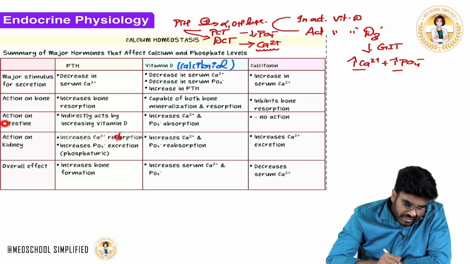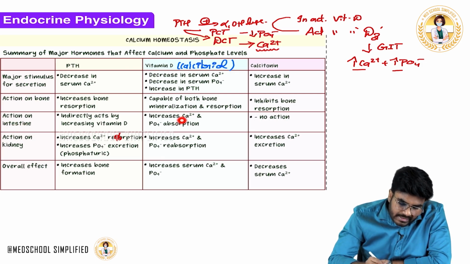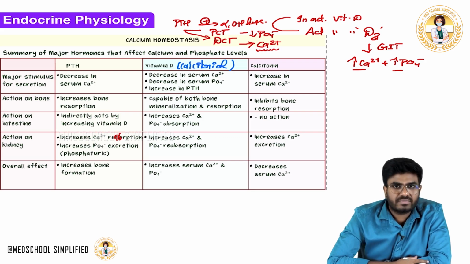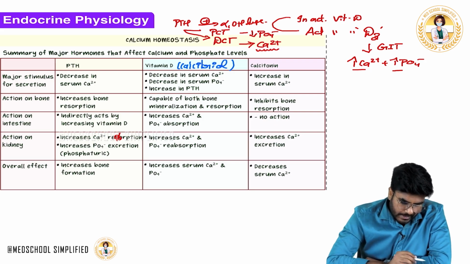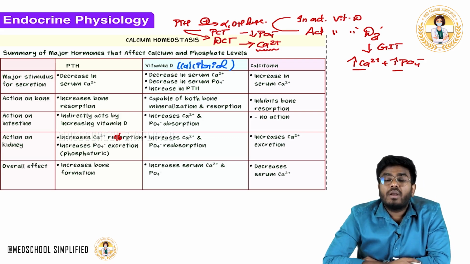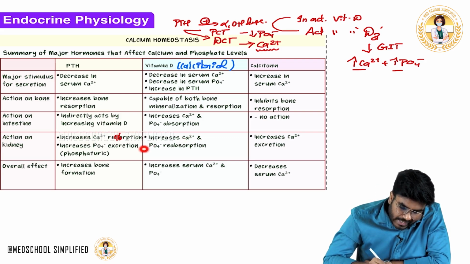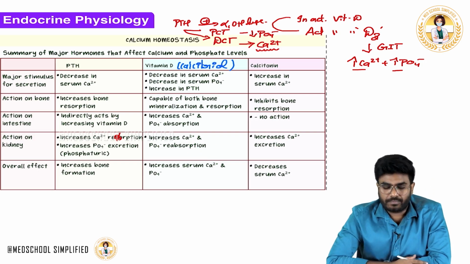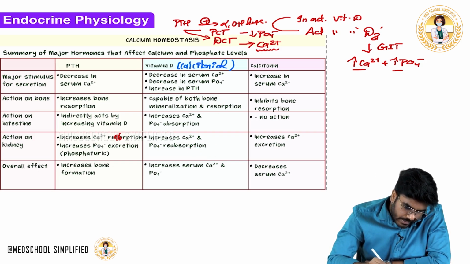Now vitamin D goes to the GIT, the intestine. It increases both calcium as well as phosphate absorption. Now on the kidney, what is this vitamin D doing? Vitamin D increases both calcium as well as phosphate reabsorption. Here it is absorption, and here it is reabsorption.